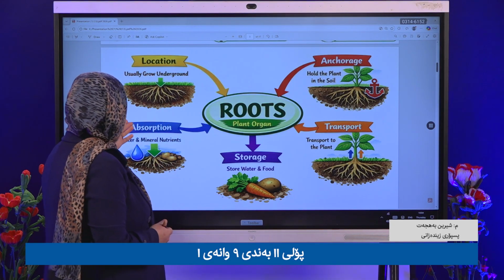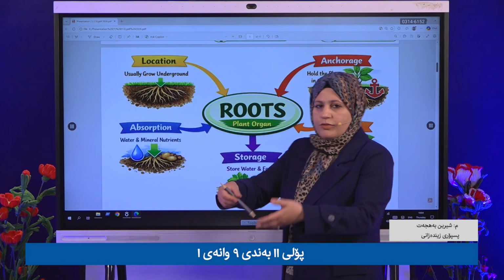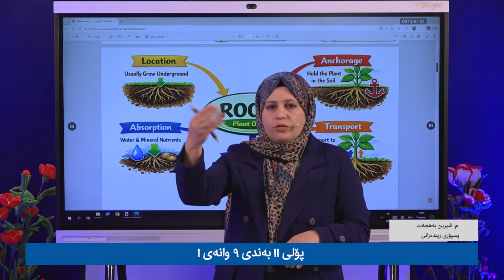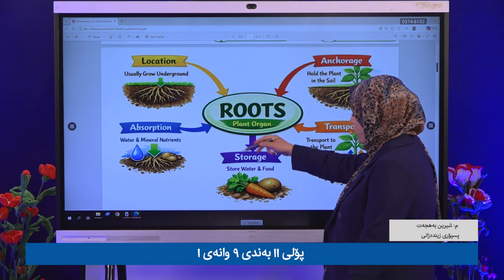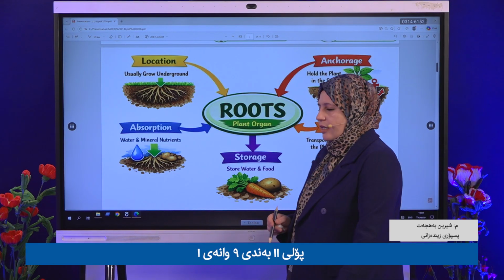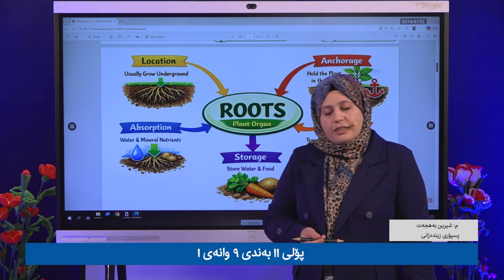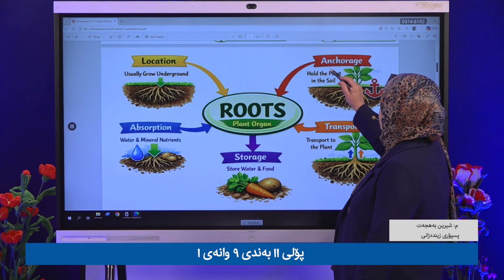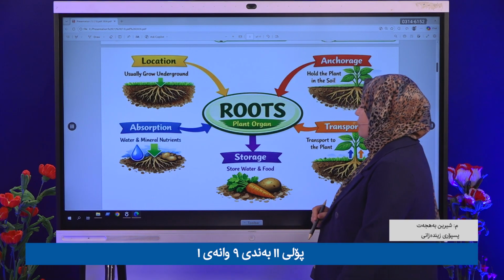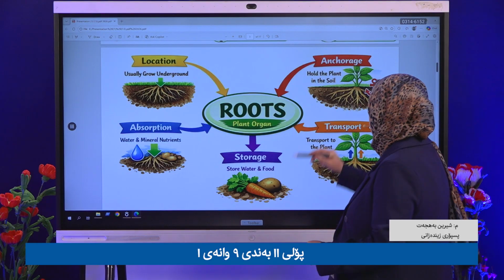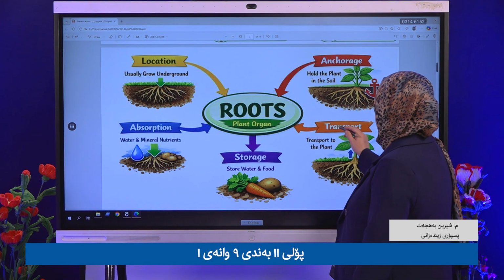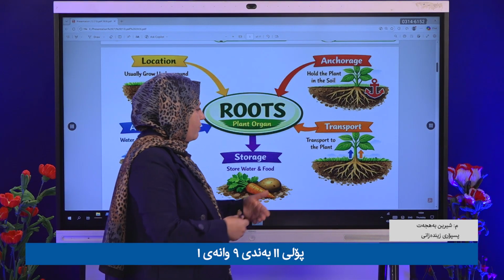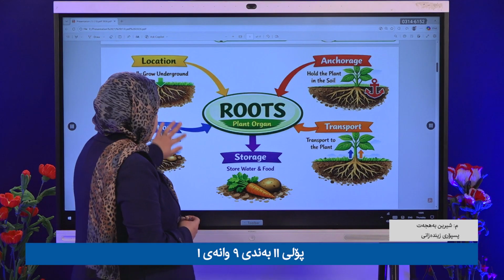And absorption, which is absorbing water and minerals from the soil to the other parts of the plant, and storing food, such as carrots and potatoes. What type are they? They are types of roots. Excellent. So, as I said before, they have a role which is supporting the plant for standing. Why? Because of anchorage. And they transfer water between leaves, stem, and roots. Okay?